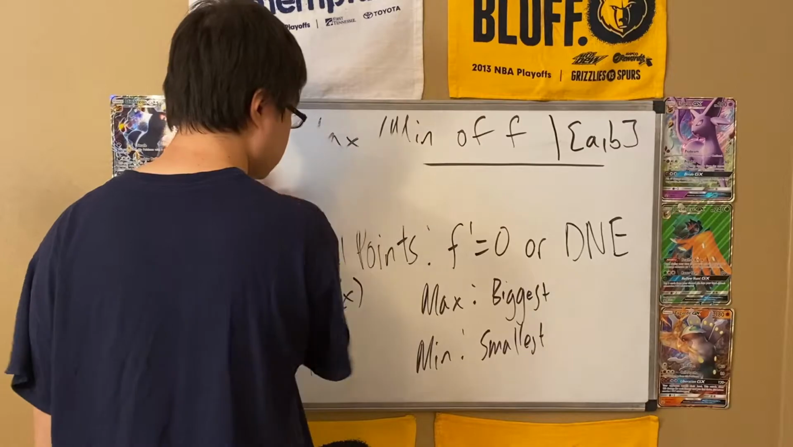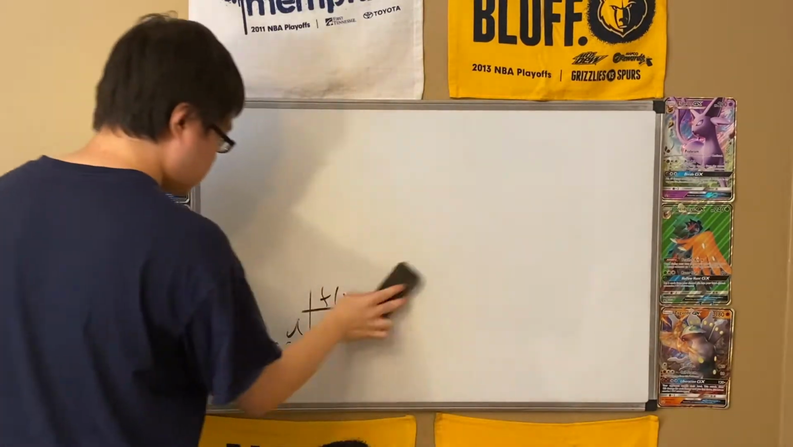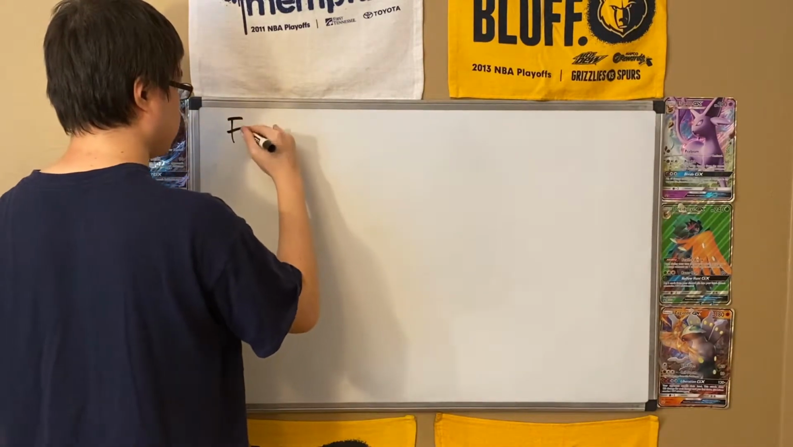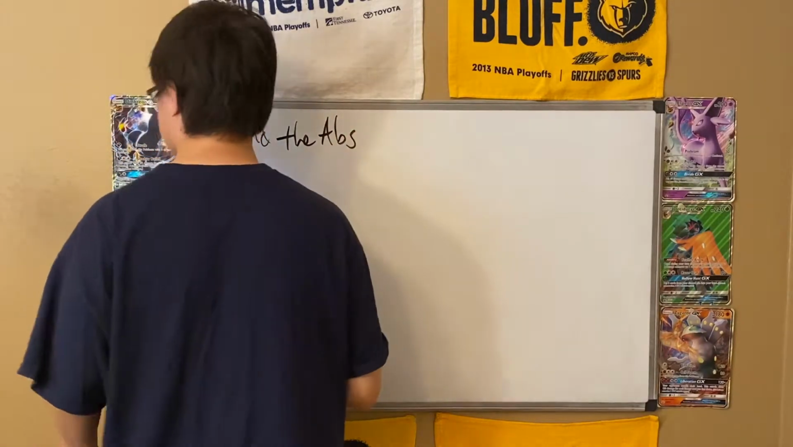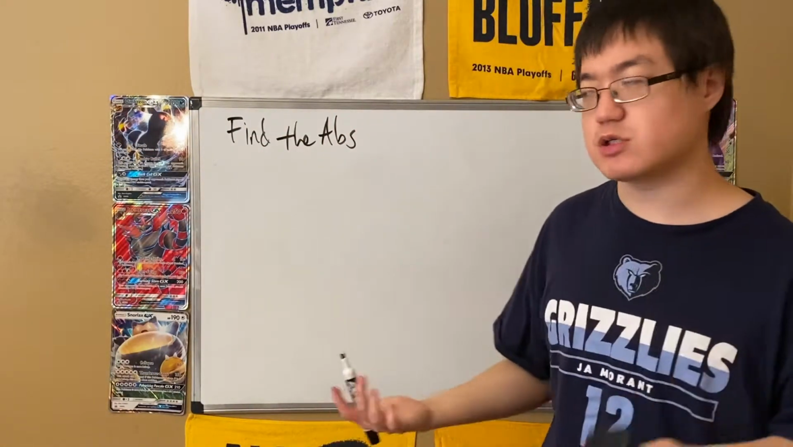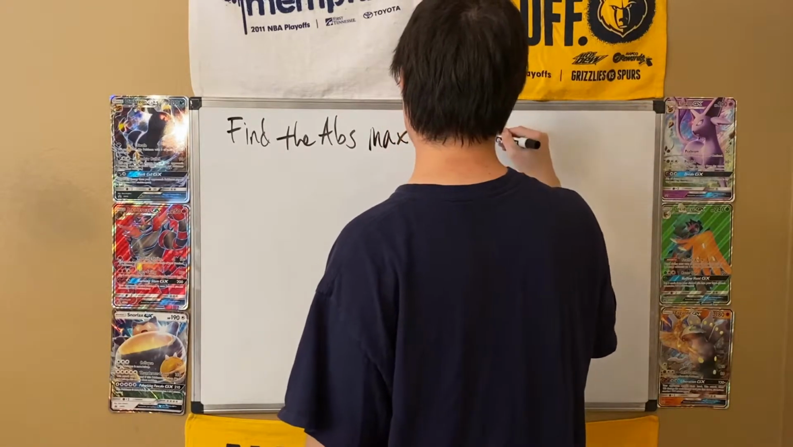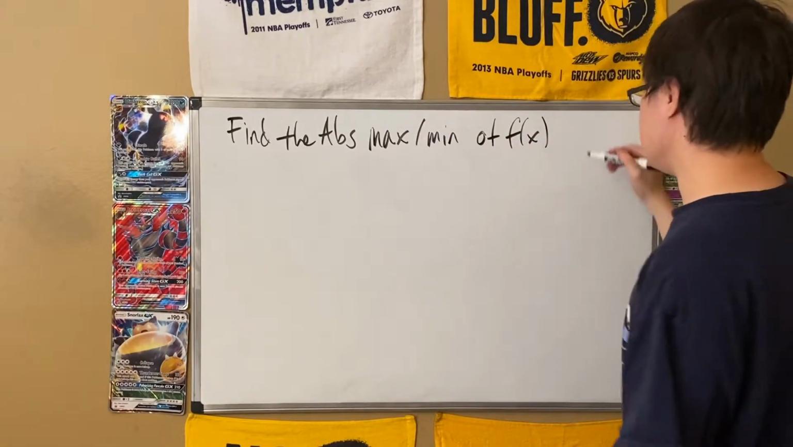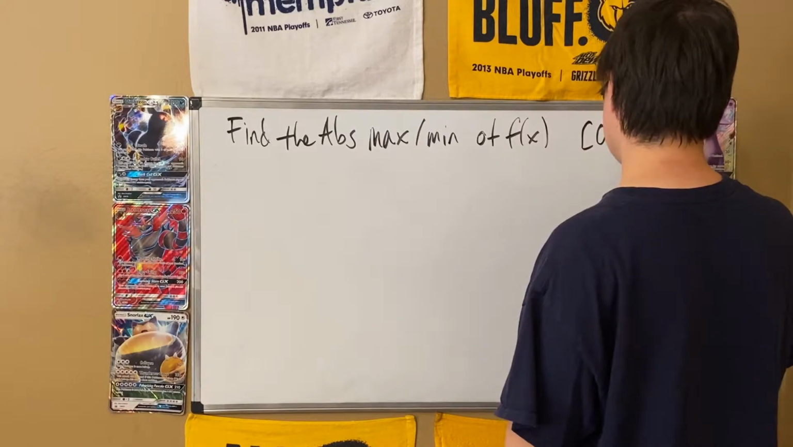So I'm gonna erase this. I'm gonna erase this nicely. So let's say we're finding the absolute max or min. So finding the abs max and the abs min. Sometimes they only ask one, of course, but in this case, we're just gonna do both. So the abs max and the abs min of f of x. And we're gonna have an interval. Our interval is going to be, let's say, 0 to 3.